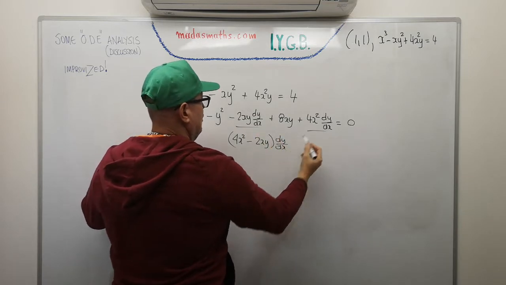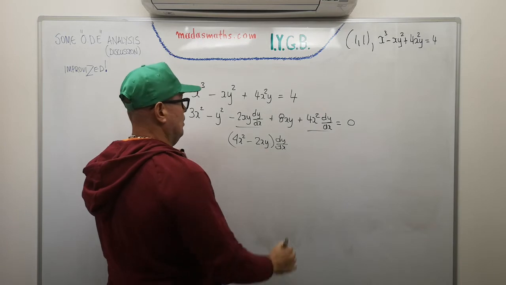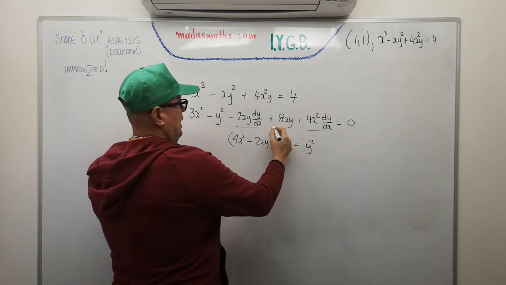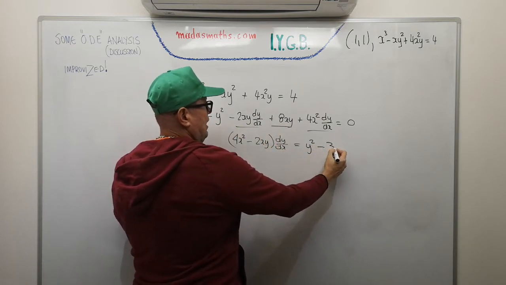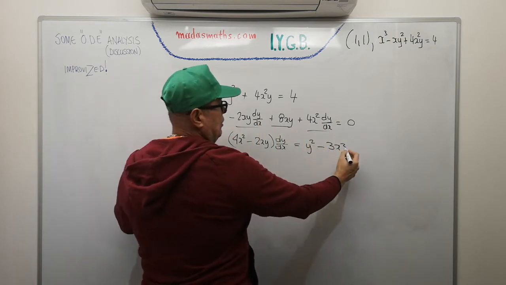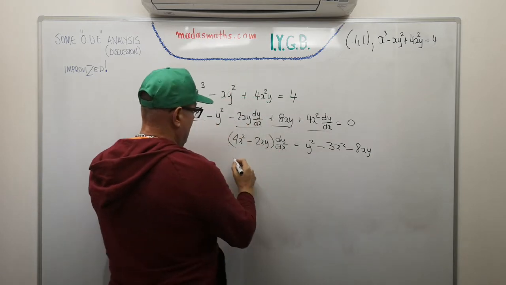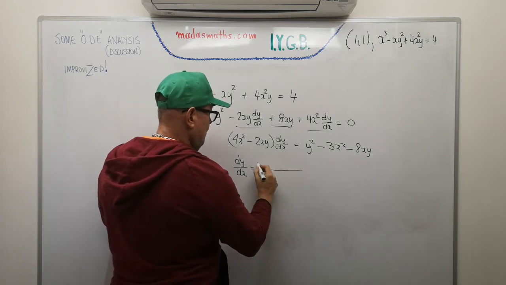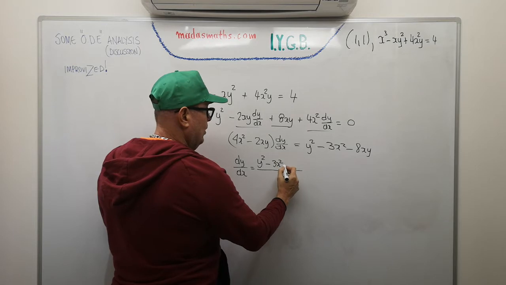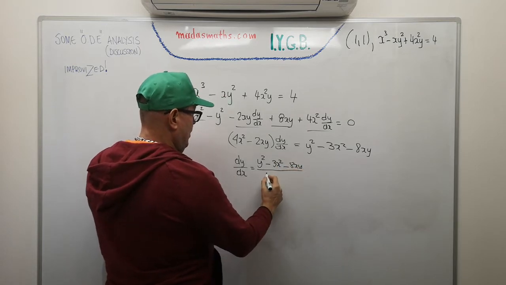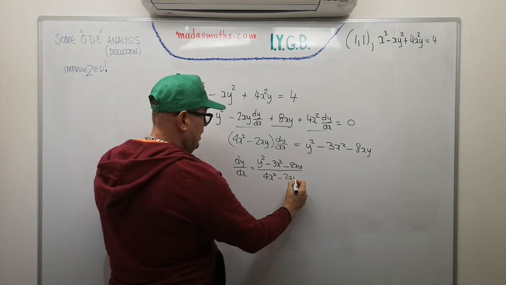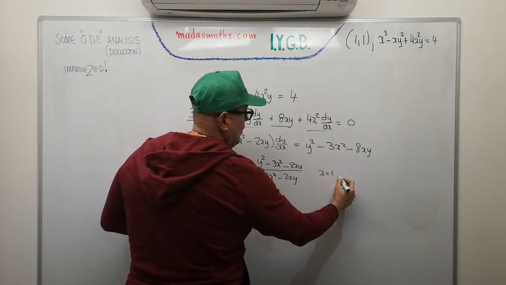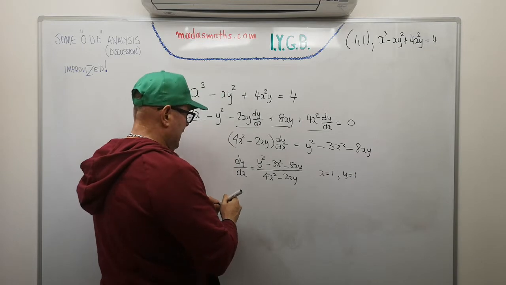keeping track of the terms, this one and this one, and I'm going to shove the rest to the other side, and this will mean I will have equal to y squared, and it doesn't really matter in what order I put them, minus 3x squared minus 8xy. Eventually we will have a differential equation which says dy by dx is equal to y squared minus 3x squared minus 8xy, the whole thing over 4x squared minus 2xy, subject to the condition, of course, that the curve goes through the point 1, 1. So y is equal to 1 at x is equal to 1.